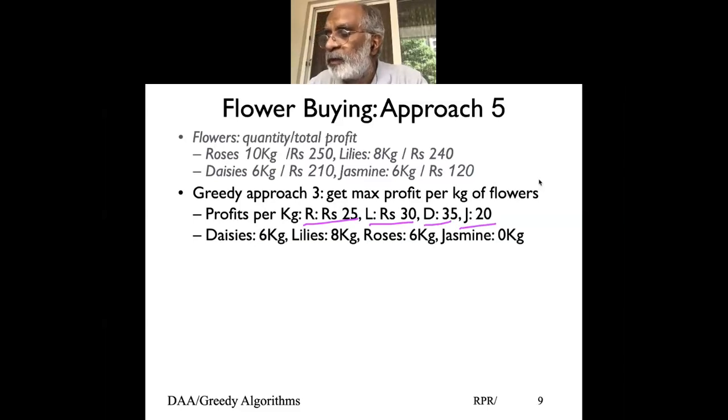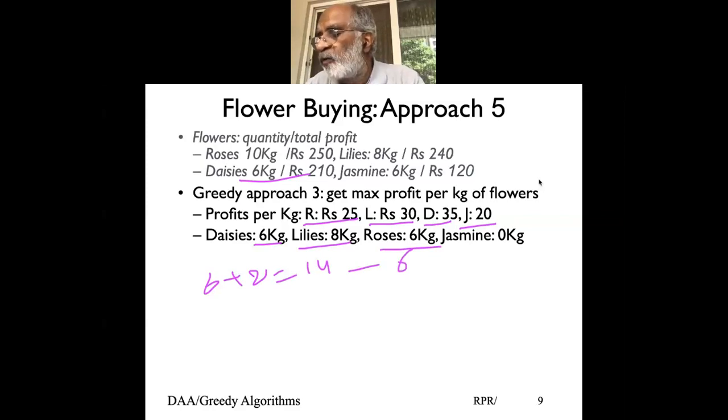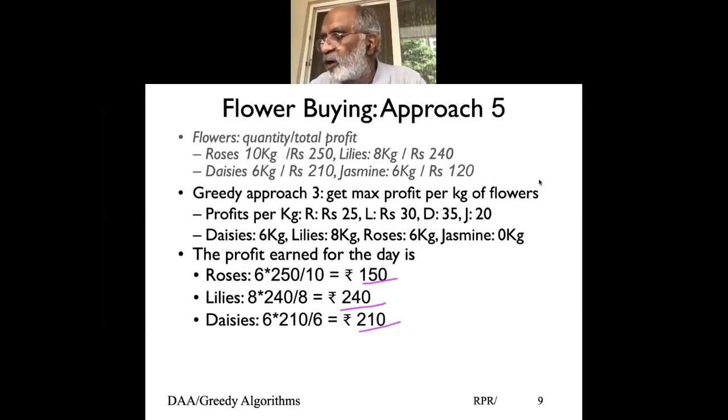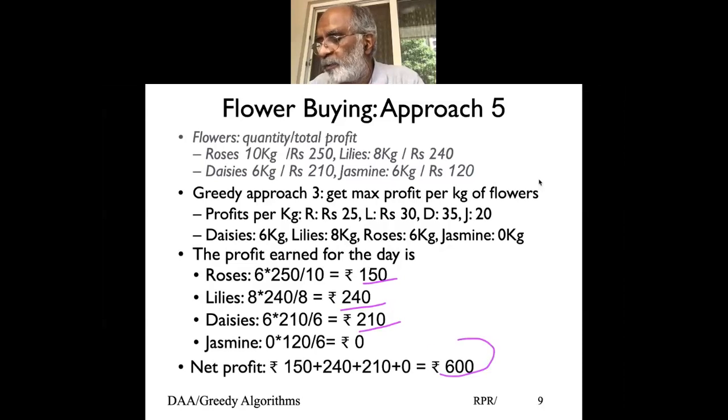So I'll buy first all the daisies, 6 kg of daisies, then I buy 8 kgs of lilies. I've taken 14 kg, 6 plus 8, 14. I'm left with 6 kg. So I buy 6 kg of roses. And when I do that, my profit becomes: roses give me 150 rupees, lilies give me 240 rupees, daisies give me 210 rupees, and jasmine gives no profit. My total profit is 600 rupees.